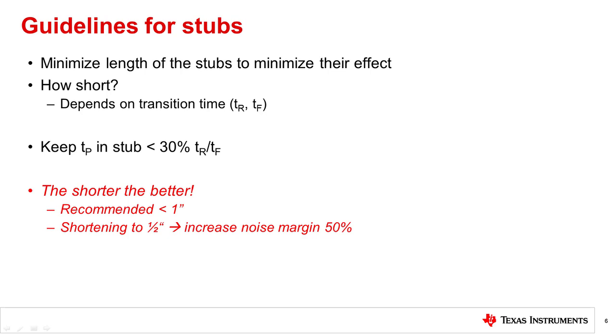A general recommendation is to keep stubs under 1 inch in length to maintain good noise margins. Shortening the stub from 1 inch to half inch increases the noise margin by as much as 50%. Make sure to include the length of the connector in the stub length. One more thing to watch for in relation to stubs is test points. Any test points on the differential lines will create stubs, and those stubs have to be taken into account and their length needs to be minimized.